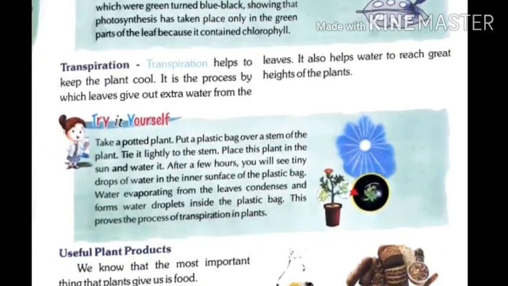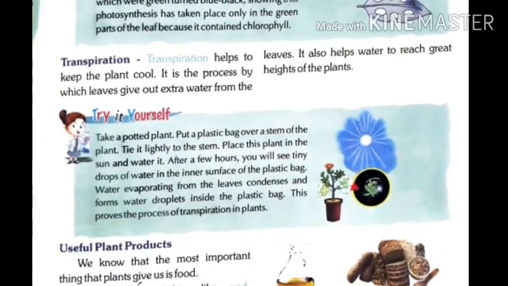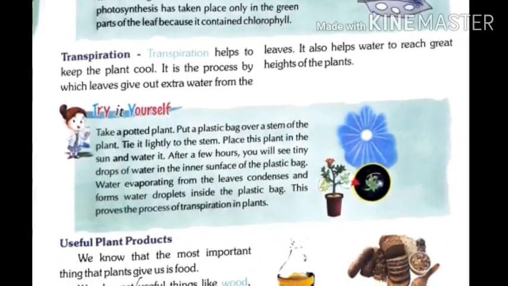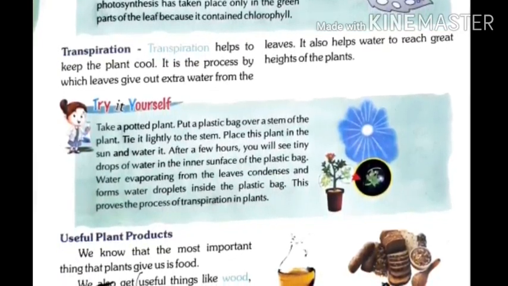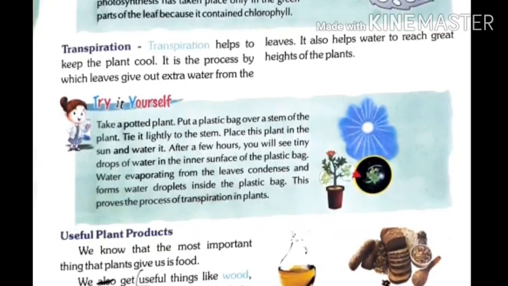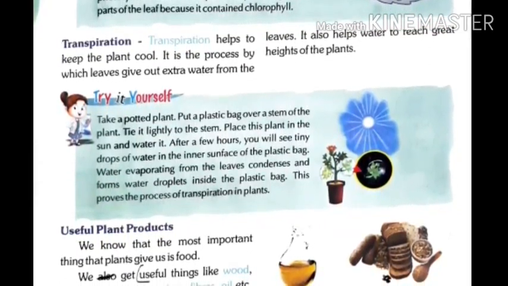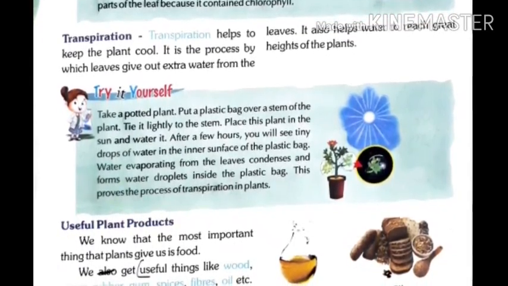Take a potted plant, put a plastic bag over a stem of the plant. First you have to take a potted plant, then you have to put a plastic bag over a stem of the plant as shown in the picture also. Tie it tightly to the stem. Place this plant in the sun and water it.